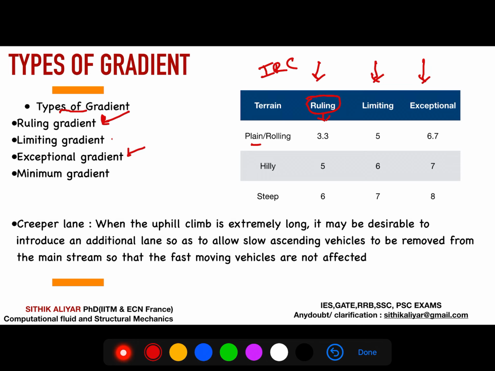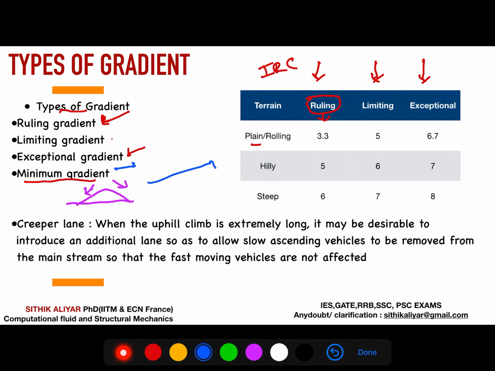We cannot provide 10% and 20% and ask people to drive in that. Or you cannot provide 1%, 2% also. So there is some design gradient for different topographies, and in some limiting cases and in some exceptional cases in the different topographies. There is also something called minimum gradient. Minimum gradient is for drainage purpose. If you remember, in camber we provided a transverse gradient. So we provided a camber in the transverse direction, but in the longitudinal direction the minimum gradient is provided.